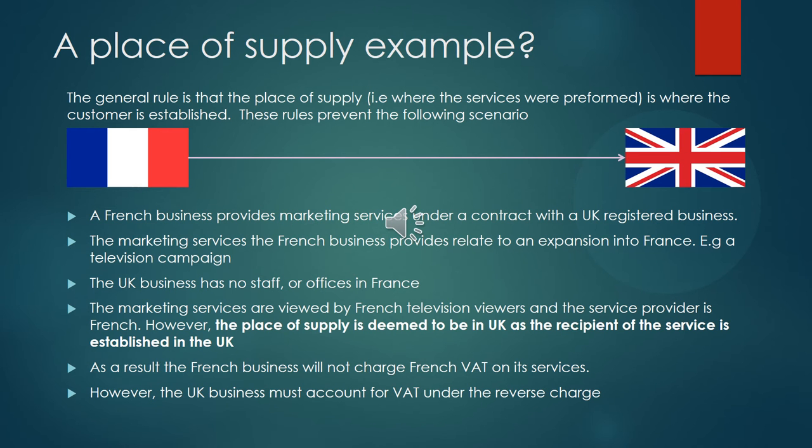This is just another example for the place of supply. I'm not going to go through this slide because I think I've done it to death, but you guys can read through it in your own time and work through it. But remember, the general rule, the place of supply is where the customer is established. Who's the customer? I am in the UK. That's where it needs to be taxed. It needs to be subject to UK VAT and only UK VAT. But as I say, read through the example. Any questions, I'm happy to help.